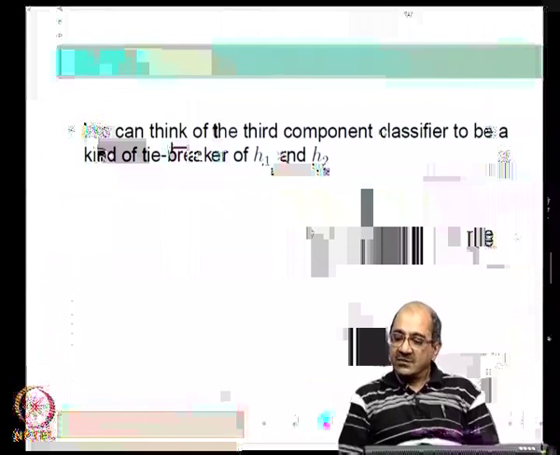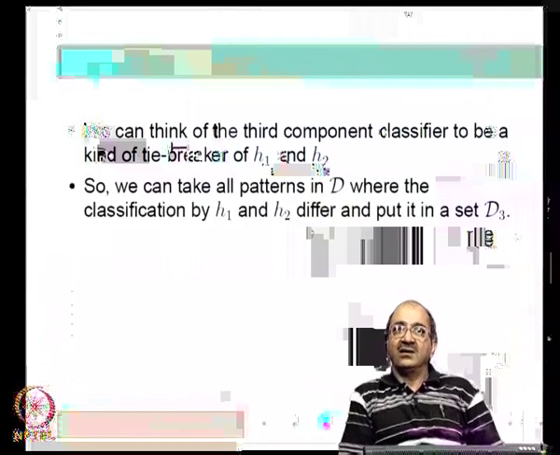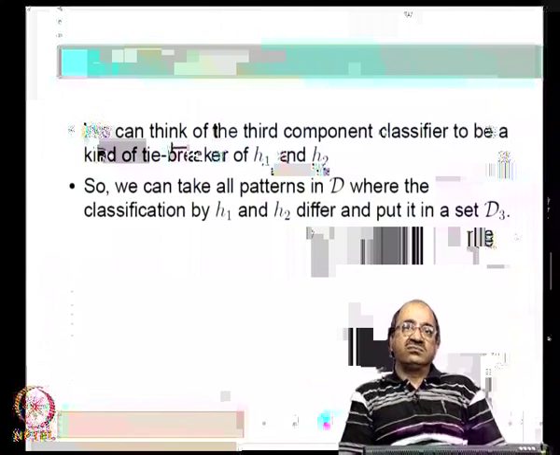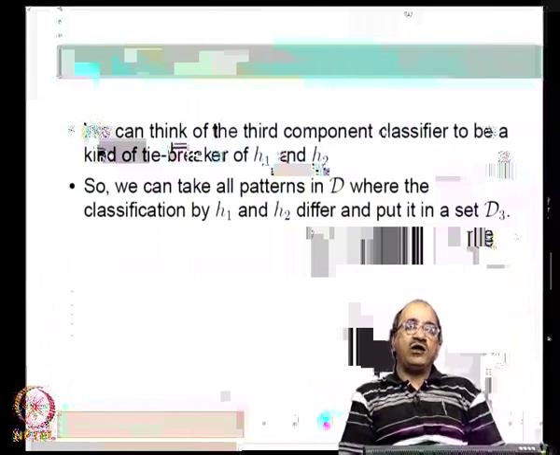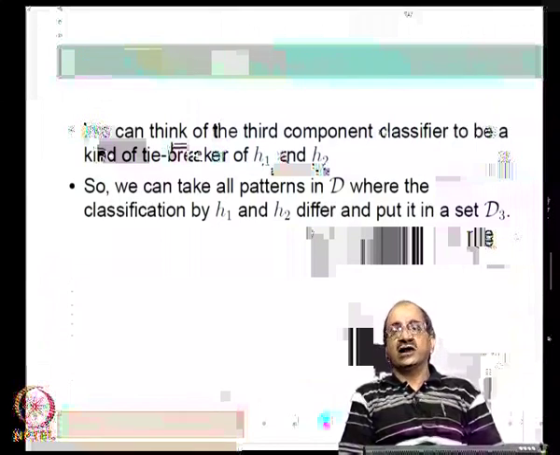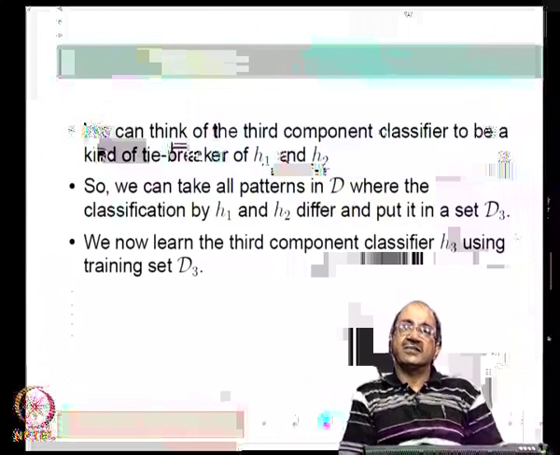Now, I know I am using only 3. If I am using many, I can keep doing this kind of thing. But because I know I am using 3, H3 is like a tie break now. I try to get H1, H2 to learn as much variation as possible, but H3 should be a tie break. So, if H3 is to be a tie break, then what we can do is take the original data set and pick up all the points in which H1 and H2 differ. Then put that in D3 and learn H3 on D3.